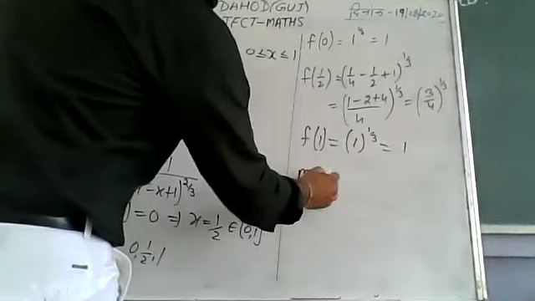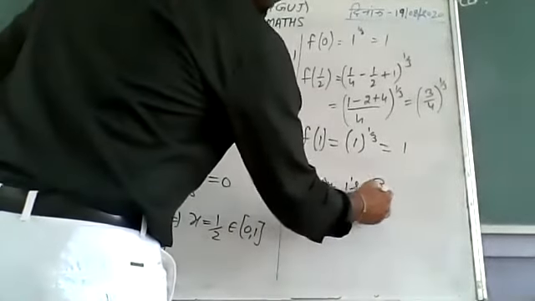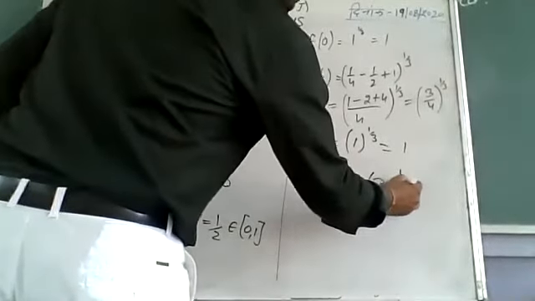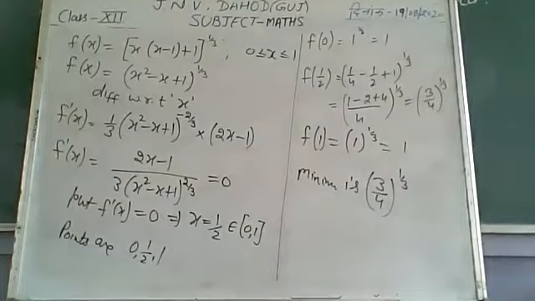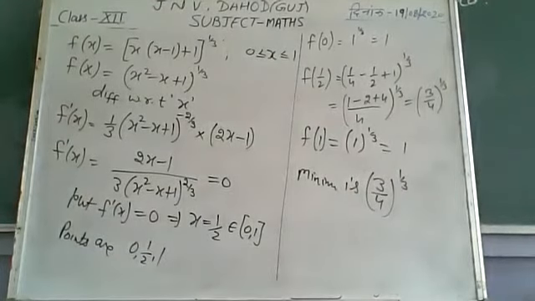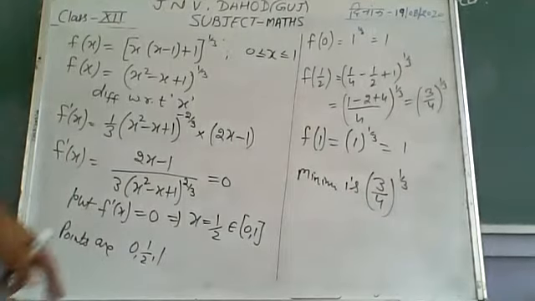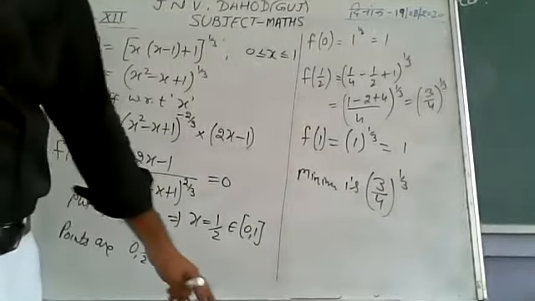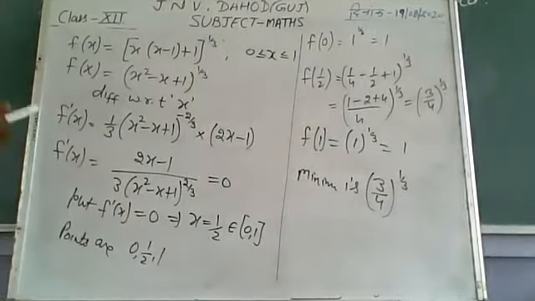तो मिनिमम वैल्यू इज 3/4 power 1/3. This is the minimum value of this function. ये हो जाएगी फंक्शन की मिनिमम वैल्यू. ओके, एंड विद दिस द एक्सरसाइज इज कंप्लीट. ये आपकी एक्सरसाइज कंप्लीट होती है.